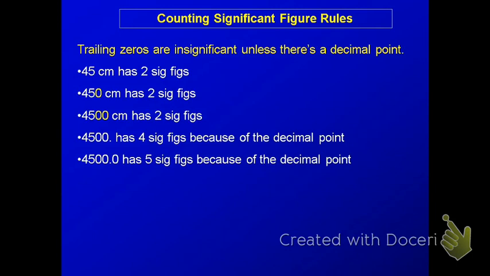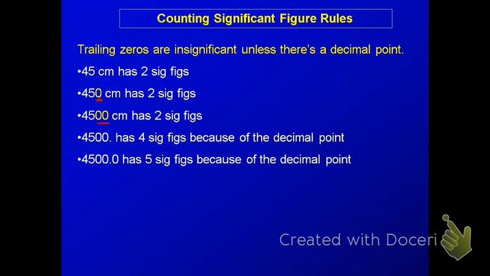So our first value, 45 centimeters, has two significant digits, the 4 and the 5. 450 centimeters has only two significant digits because that trailing zero just indicates a place. It's a placeholding zero. We could have 451, we could have 448. 45,000 also only has two significant digits because we have two trailing zeros that don't tell us anything about precision.